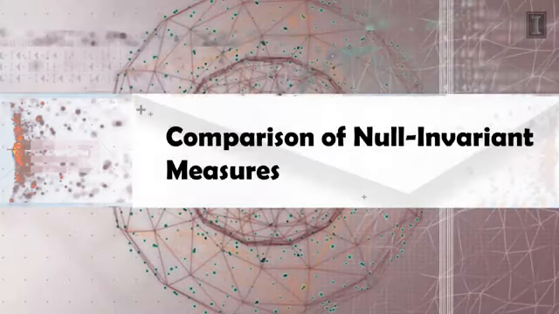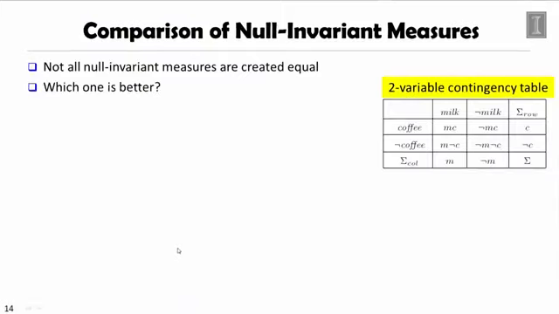Now we come down to compare those null-invariant measures. So which one is better? We know we can probably sense that not all those null-invariant measures are created equal. So we want to see which one is better in all the cases. Let's examine the two-variable contingency table on the transactions containing milk and coffee.